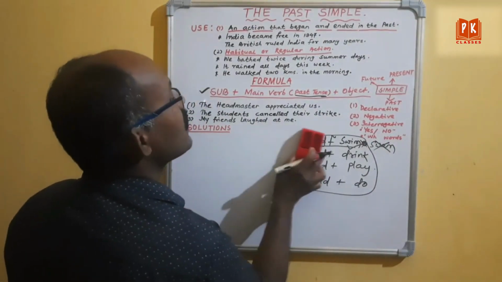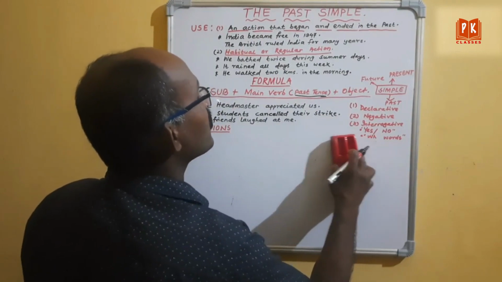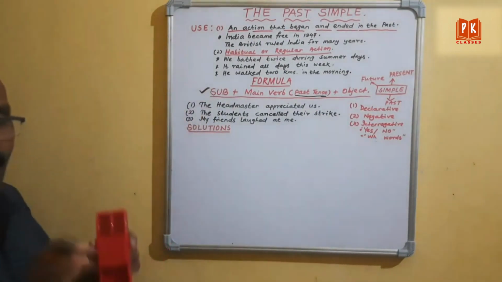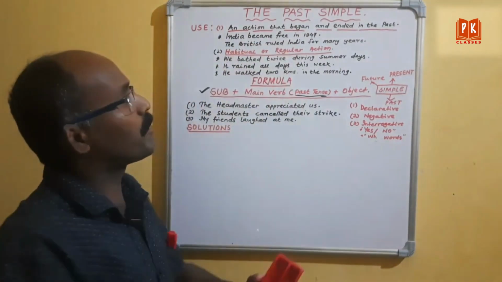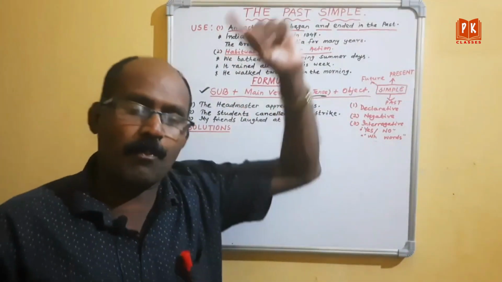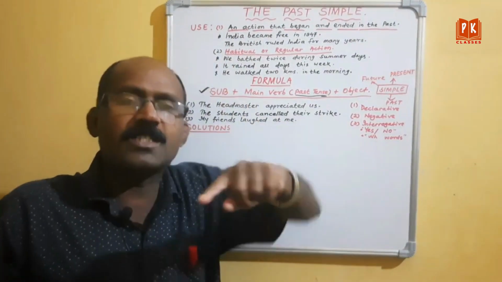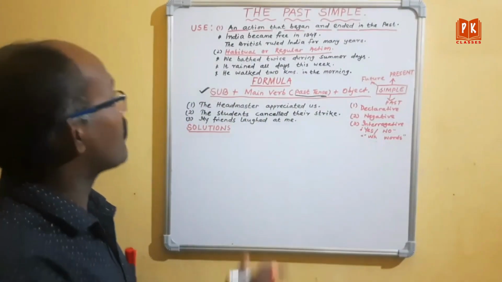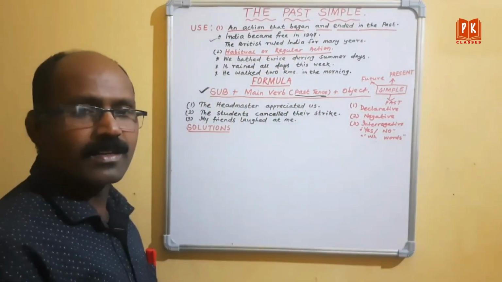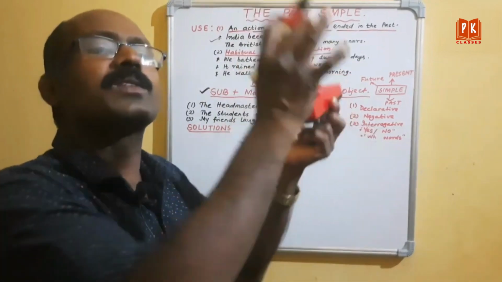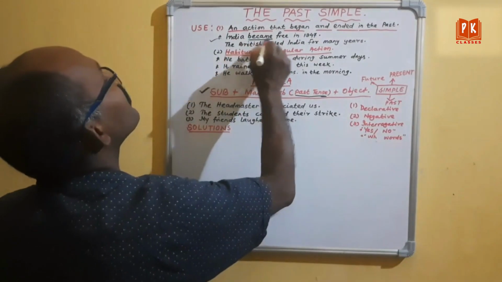Okay. Then please remember where we have to use past simple. Past simple means simply two things you have to remember. What is that? An action that began and ended in the past. In the past it was started and in the past it was completed. That means past things. For example, India became free in 1947. Earlier it was started and earlier it was completed, so completed means a past thing, it became.